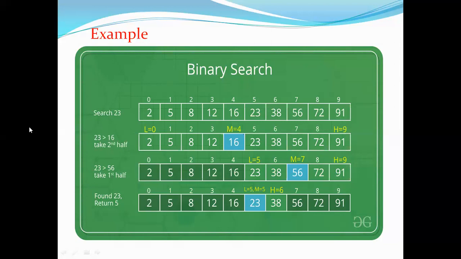When both are not equal, check whether the key is greater than the middle or less than the middle. If the key is greater than the middle, then modify low equal to middle plus 1. Otherwise, modify high equal to middle minus 1. This is the procedure. So this is the methodology. Then we go for how to write the program.